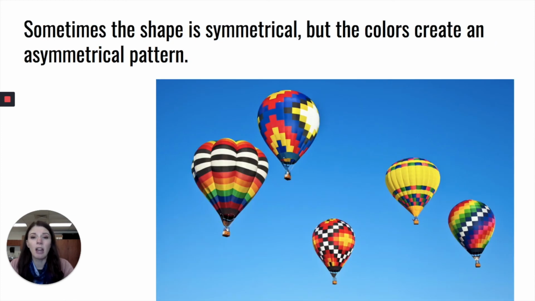Sometimes balloons have a symmetrical shape, but they have different color patterns that make them asymmetrical. So I would say that this one here, for example, is symmetrical in shape and color because you could fold it in half right here. This one is also symmetrical because you could fold it in half right here. But if we look at this one over here, it is symmetrical in shape because it's a bunch of squares. However, the colors have a pattern that goes diagonally, so the color pattern on this is actually asymmetrical.